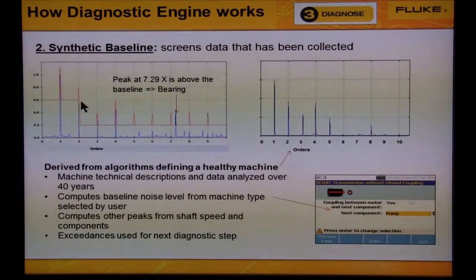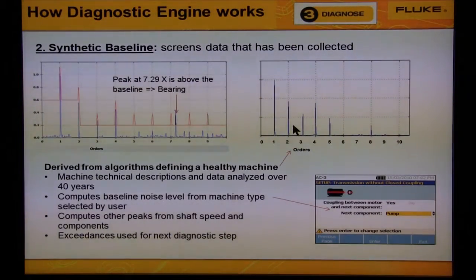We're also going to have increases at the harmonics of the shaft vibration. The graph on the right shows the data from a typical healthy machine, and notice that those peaks would all fit underneath the baseline on the left.